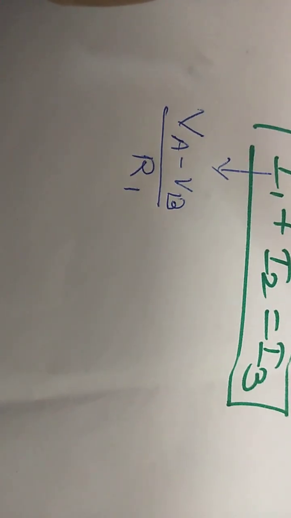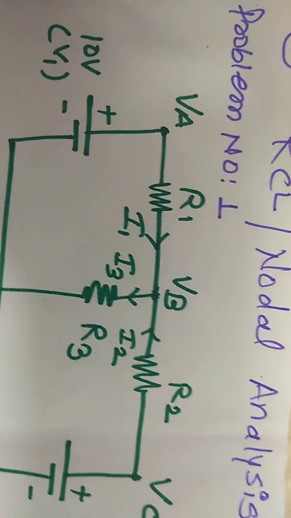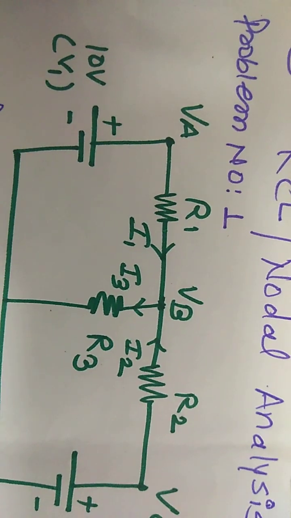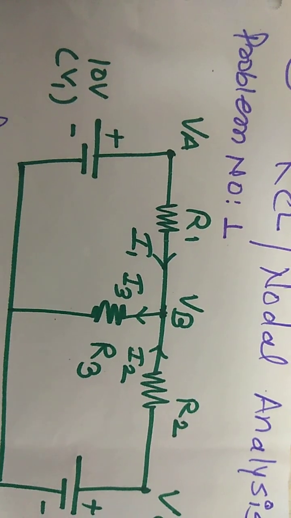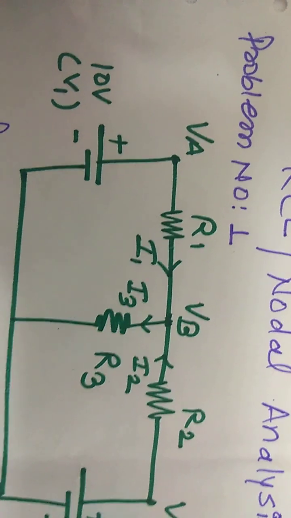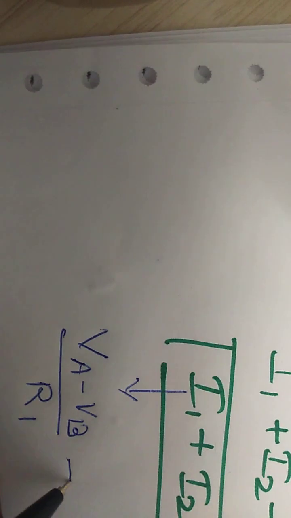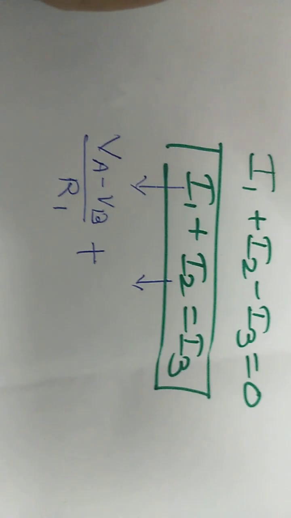Why am I writing like this? Because this particular current I1 is the current flowing from which node to which node? The current starts from the positive terminal of the battery to the negative terminal of the battery. Hence take VA minus VB, don't take VB minus VA. Okay, similarly you also have to expand the current I2.